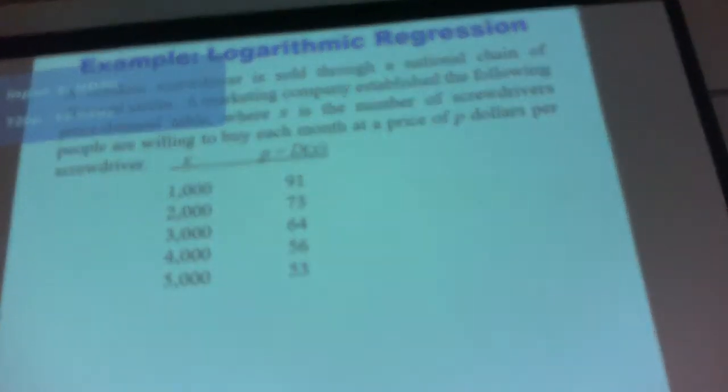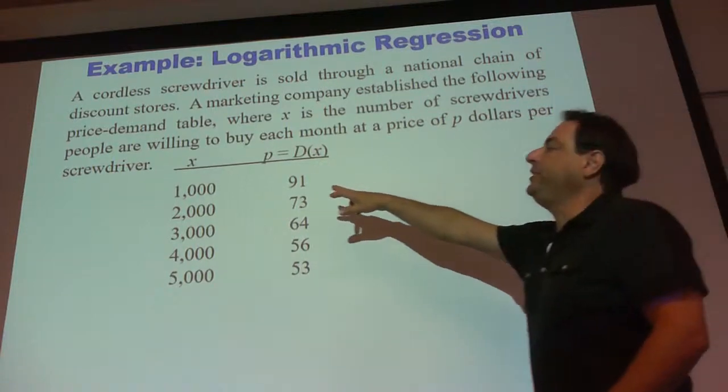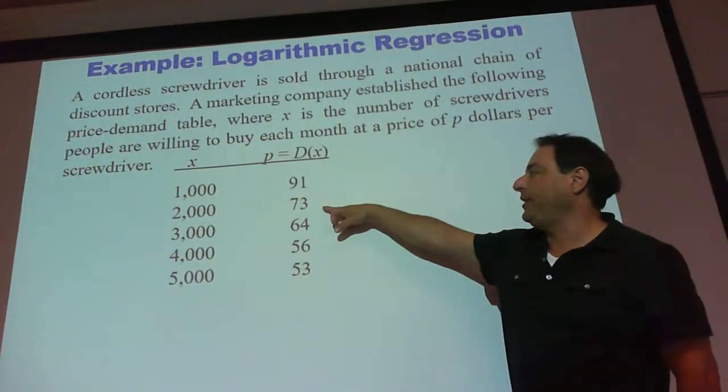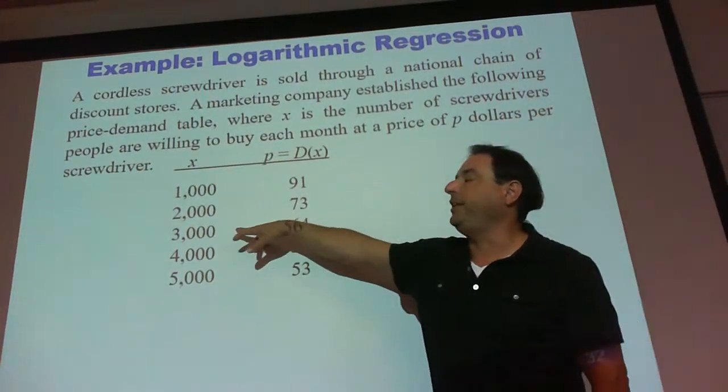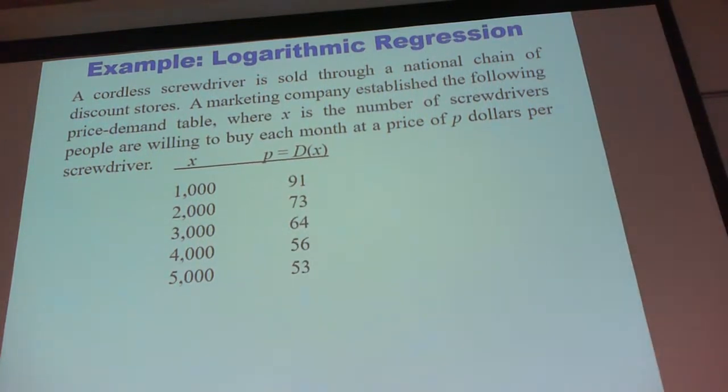Okay? So a cordless screwdriver is sold through a national chain of discount stores. A marketing company established the following price demand table, where X is the number of screwdrivers people are willing to buy each month at a price P dollars. So 1,000 screwdrivers, price 91. 2,000 screwdrivers if the price was 73. Notice the cheaper the price, the more people want it. Are we okay?